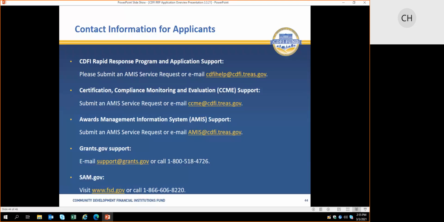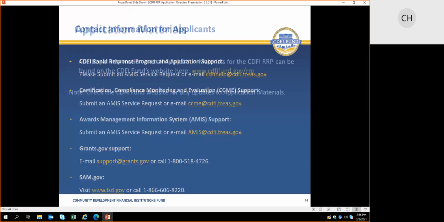For organizations that need support around grants.gov or SAM.gov, I do want to mention that we do not support those accounts here at the CDFI Fund. You'll need to reach out directly to grants.gov at the email address or the phone number on the screen. We cannot provide technical support on grants.gov. And similarly, for SAM.gov, you'll need to reach out to the Federal Service Desk at fsd.gov or call the phone number there on the screen.